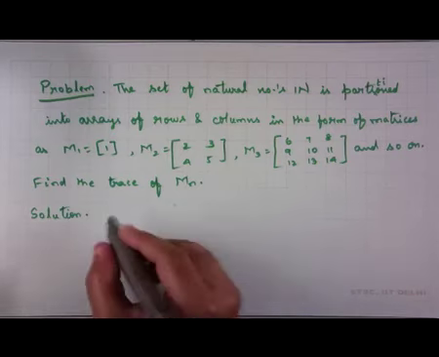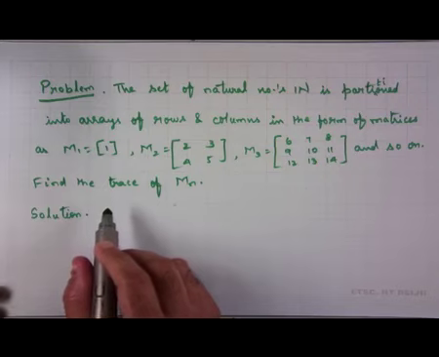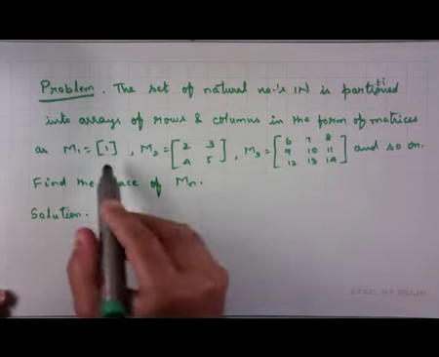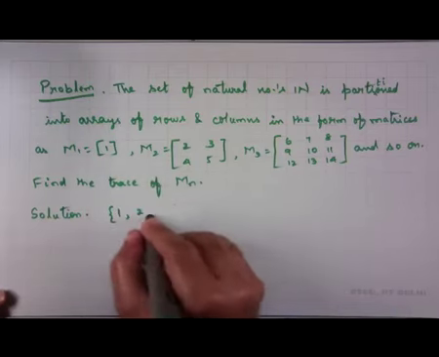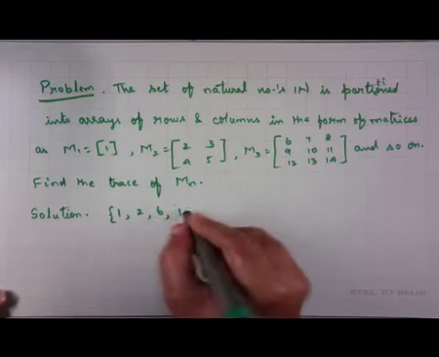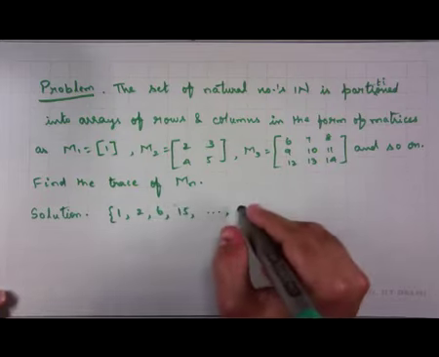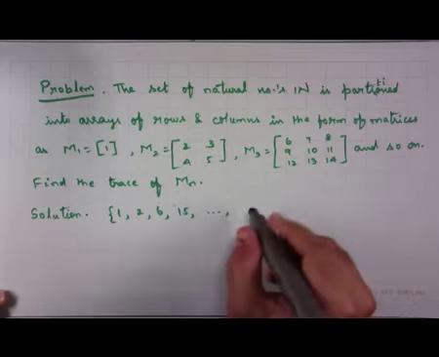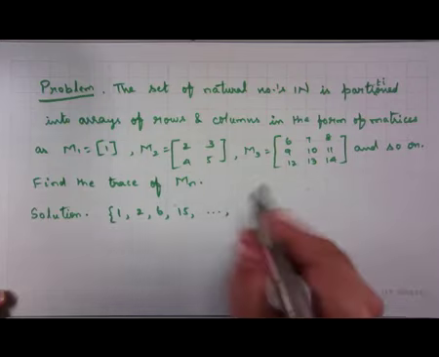Now let us write down the first elements of each one. So these are all the first elements of each matrix. The first element in the first matrix is 1, 2, 6, 15, it goes, and then one can notice that the difference is going to be just a square.